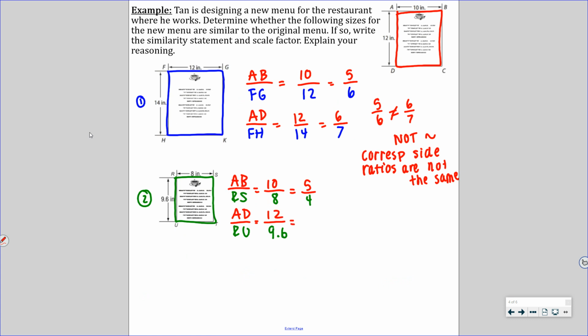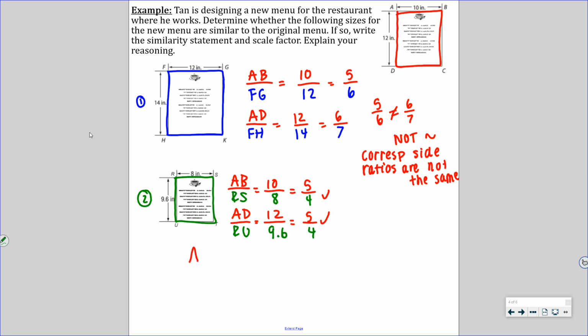Okay, same setup as the other time. You can either use your calculator for this, and if you don't know how to type this in your calculator, I can show you. Don't be afraid to ask. Or you can times everything by 10 and reduce that. But you do get 5 to 4 for that one as well. Okay, so because the corresponding sides are proportional, they have a common ratio. This one would be similar.